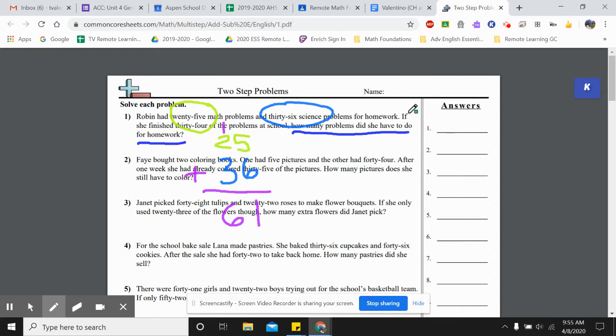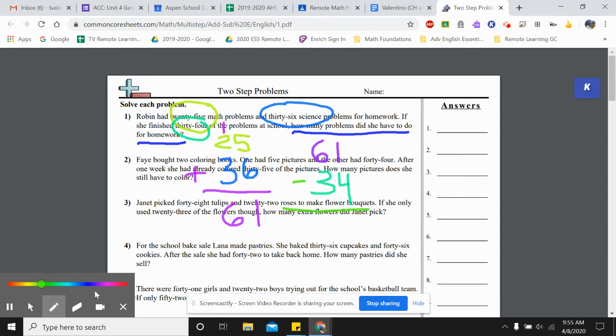It goes on to say, if she finished 34 of the problems, how many did she have to do for homework? So out of the 61, she only finished 34. Here is that 34 right there. So I know that we started off by being assigned 61 homework problems. She only finished 34. How many does she continue to need to do for homework? We are going to have to do some subtraction. So here is our subtraction.